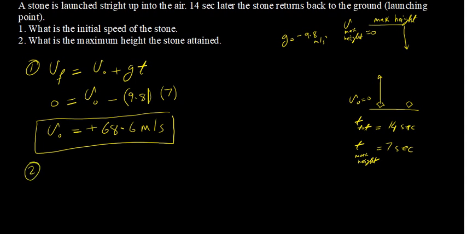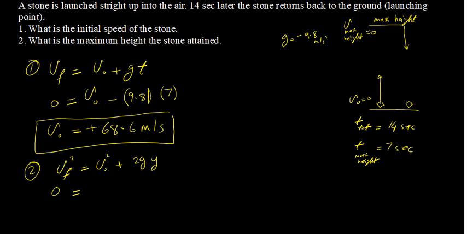Now, let's go to the second part. What is the maximum height the stone attained? The good thing now is that I have more information by solving for the initial speed, so I can solve it in two different ways. I'll pick the easy one maybe for some, and I'll say, all right, it's the final velocity squared equals initial velocity squared plus 2 g times the height. Once again, I know that to reach the maximum height, the final velocity will be 0.